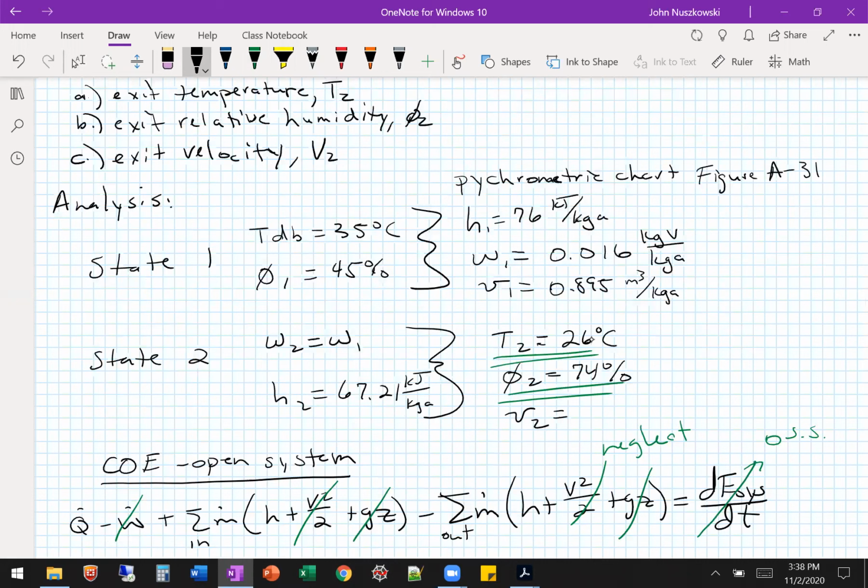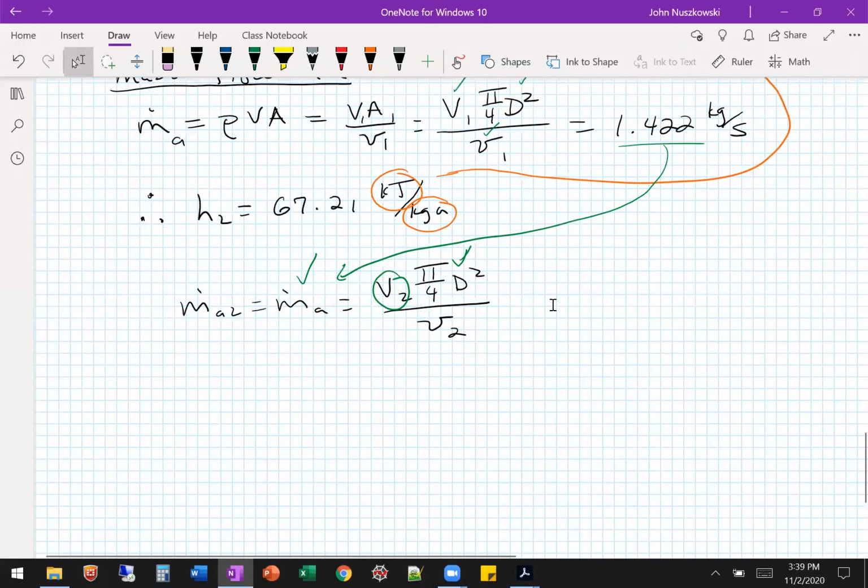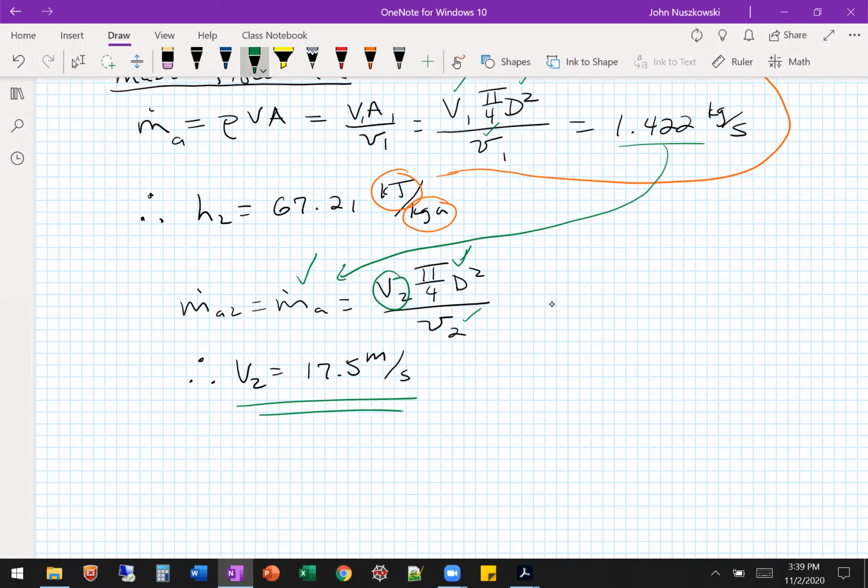Now we just need the specific volume at the outlet. From our psychrometric chart, let me see if I can find where I have it. It's around 0.869. So the only unknown is velocity 2. We solve and we get 17.5 meters per second.